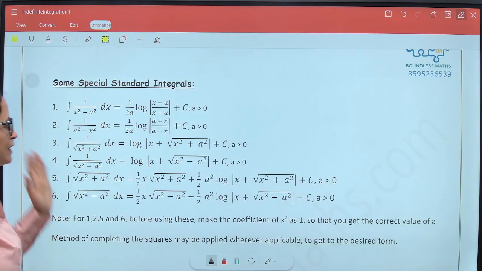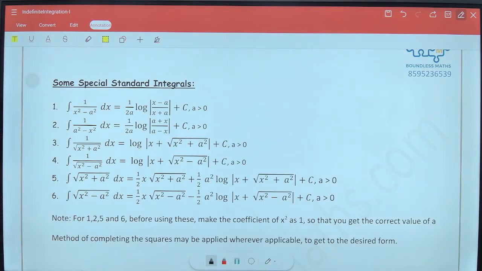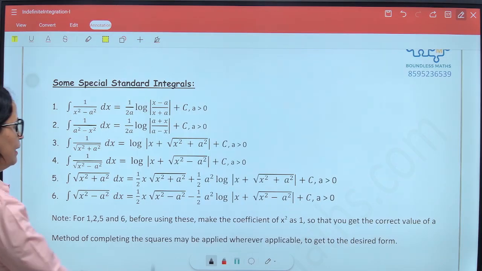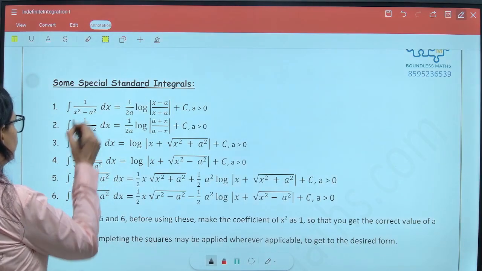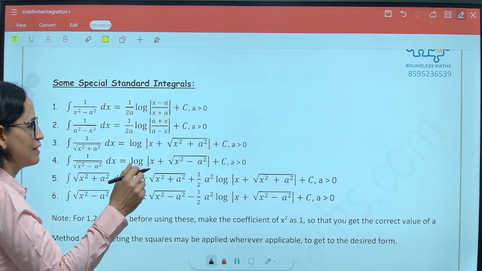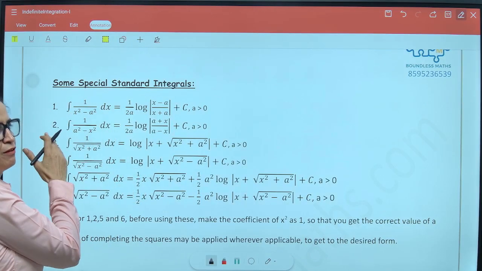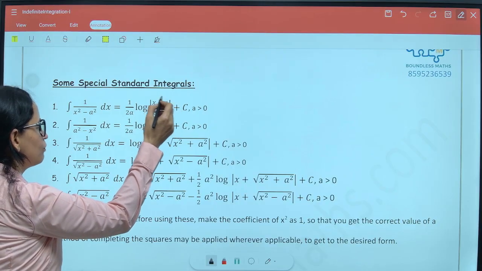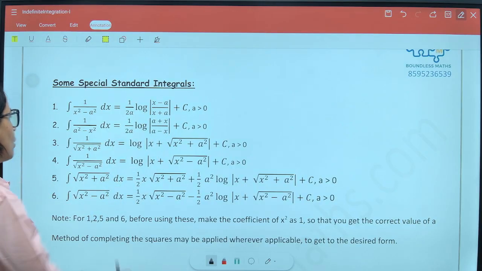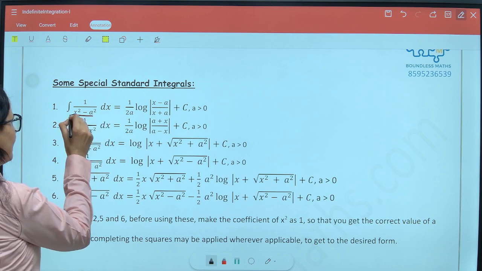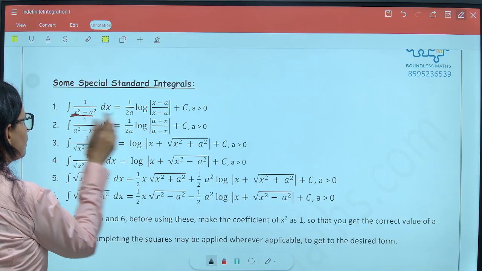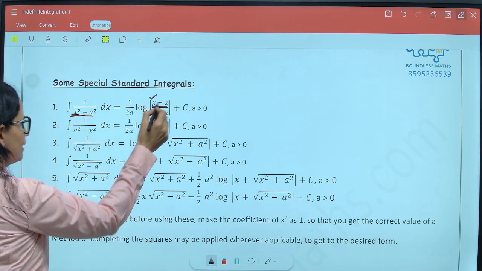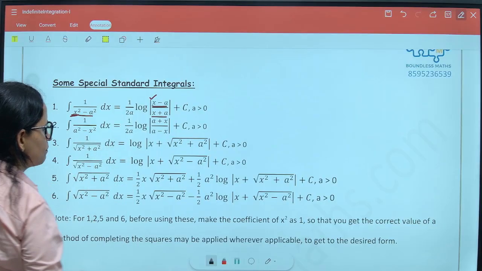Now you need to learn these formulas and look at the question carefully. If it is of any of these forms, then you just apply these formulas, right? How do we learn them is a challenge. Let's look at each of them and see how do we learn them. 1 upon x square minus a square. When you have x square first, you write 1 by 2a log of absolute value of (x minus a) upon (x plus a). So how do you learn that? It is x minus a. X is coming first. So this entire thing goes in the numerator with the minus sign, x minus a, and x plus a comes to the denominator.